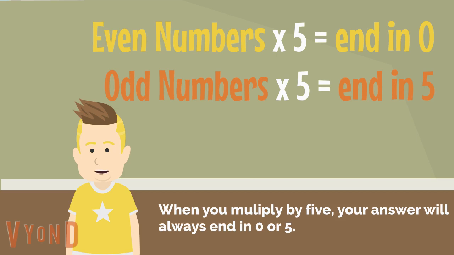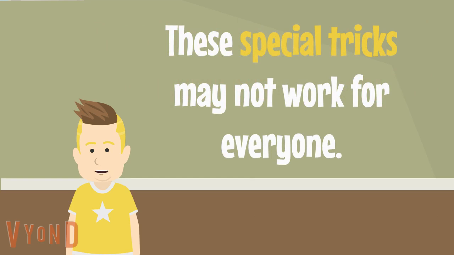The thing to remember is that when you multiply an even number by 5, your answer should always end in 0. And when you multiply an odd number by 5, your answer should always end in 5. I also have 2 special tricks for multiplying by 5. I like them a lot, but I know they may not be easy for everyone, so don't feel bad if you don't get the hang of them right away.